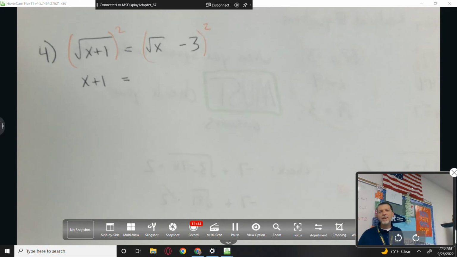What about the right-hand side, though? What are we going to have to do with that? Oh, I just put x plus 9. That's what I put. I just squared them both. So you can't just square the pieces. You've got to square the whole side. So I'll have to FOIL it.